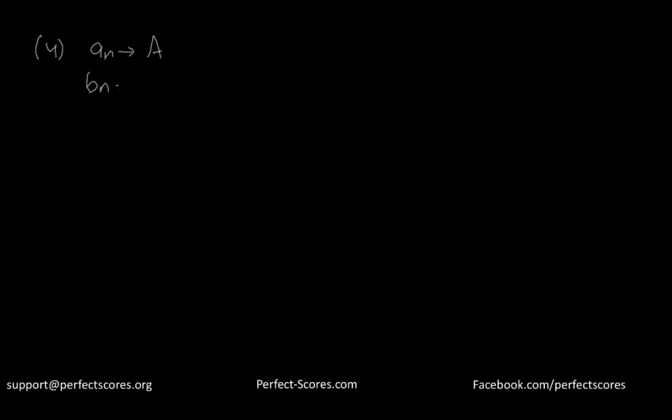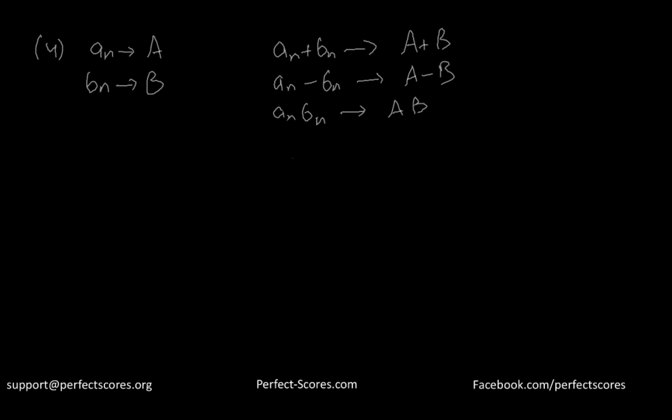Another rule, rule number 4, is, let's suppose a series converges to a constant and another series converges to another constant. Then it follows the additive rule. The addition will converge to this constant. The subtraction will converge to this constant. The product will converge to this constant. The division will converge to this constant, provided that b is not equal to 0. Right? So that's a very good rule.